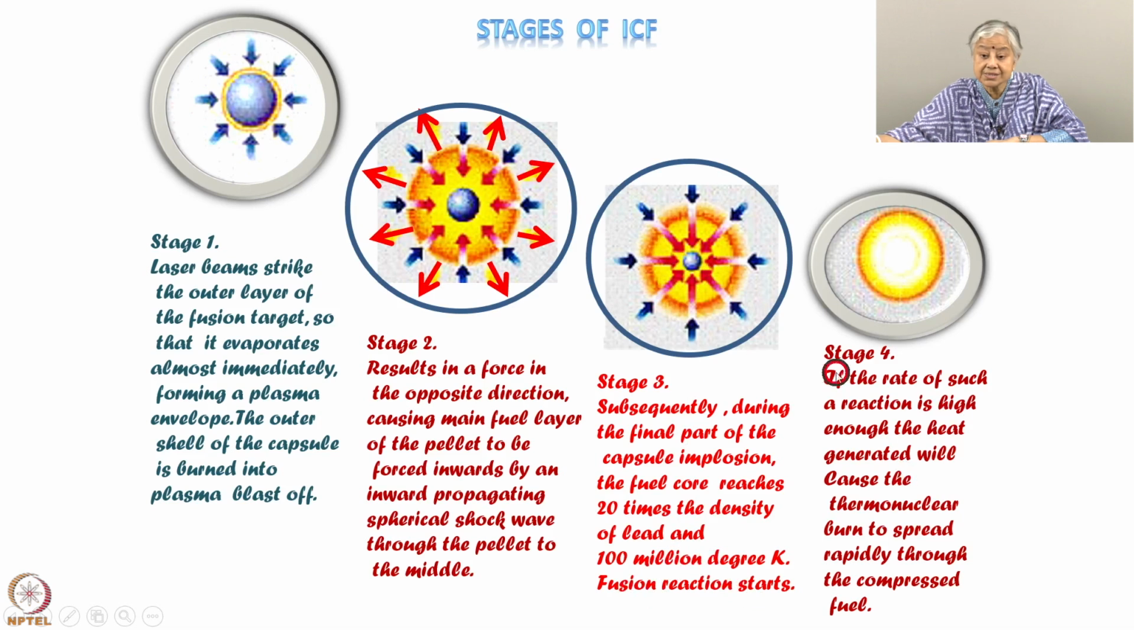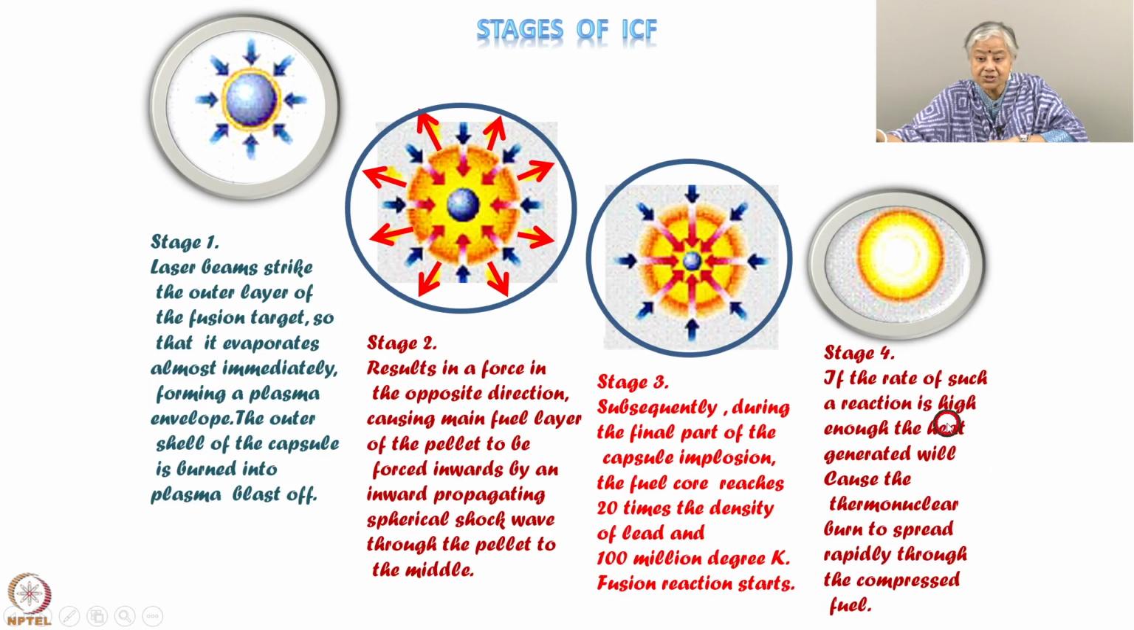Now, in stage 4, the fusion reaction is actually taking place, that is what it shows, the burn of the DT gas. Stage 4, if the rate of such a reaction is high enough, the heat generated will cause the thermonuclear burn to spread rapidly throughout the compressed fuel. So, in the third stage, you have compressed the fuel to 20 times the density of lead and 100 million degrees K.